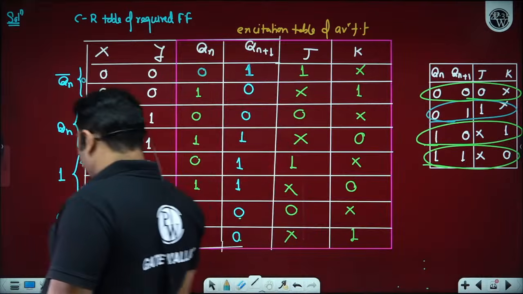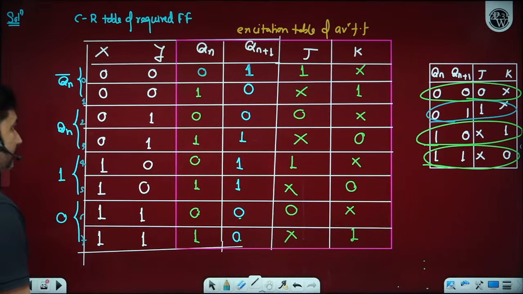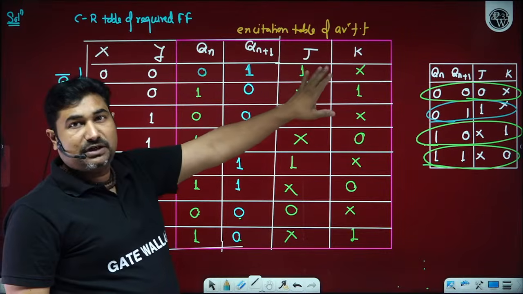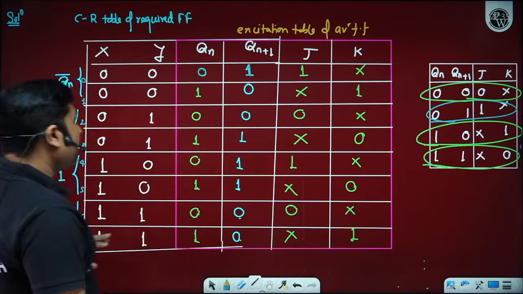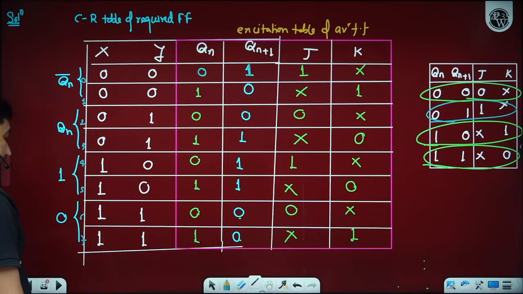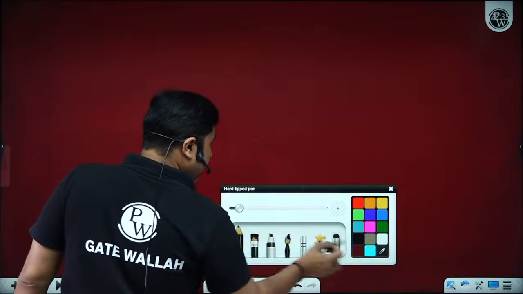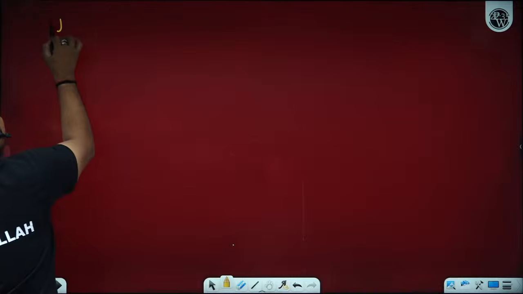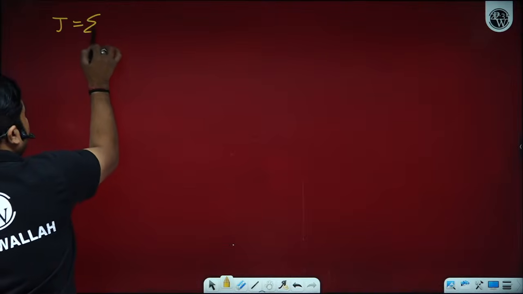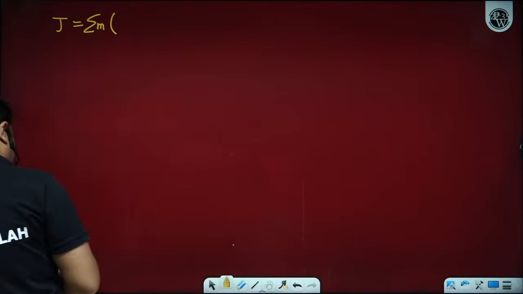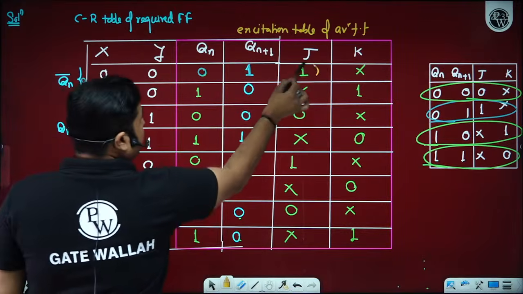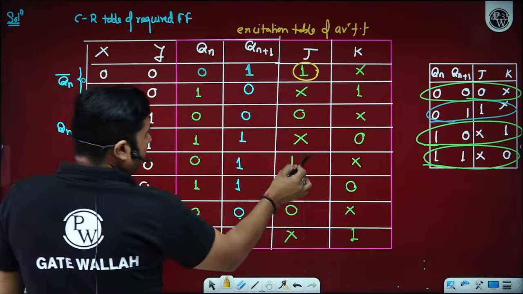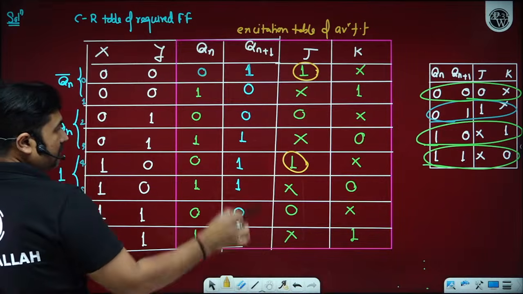Yes, sir. Now please observe, beta ji. Next is to write the logical expression of J and K. We are getting J high onto the binary conditions of 0 and 4.